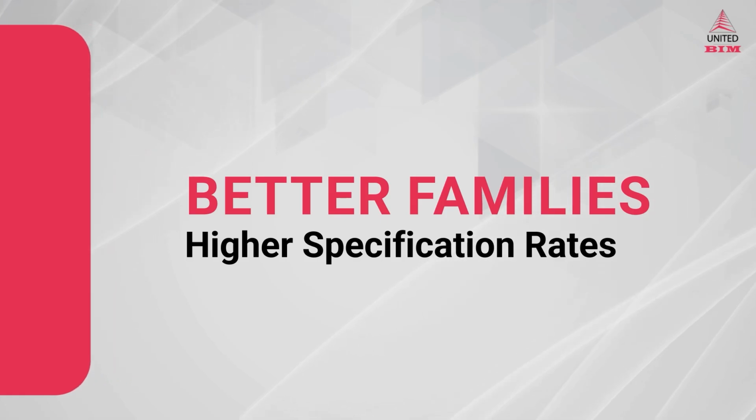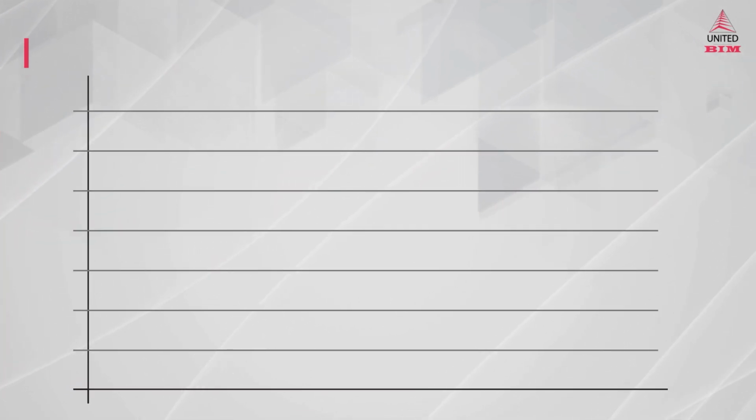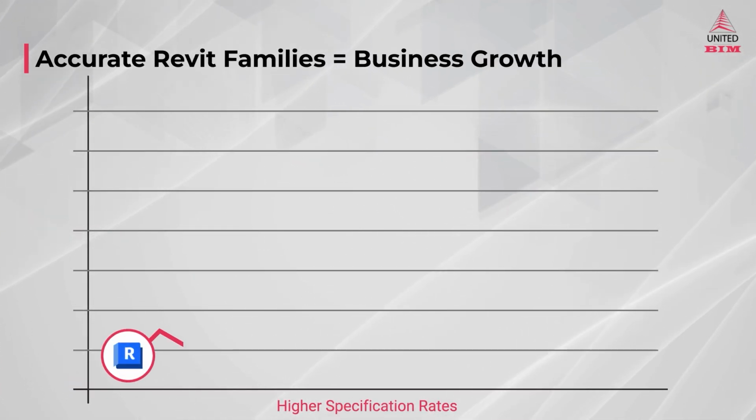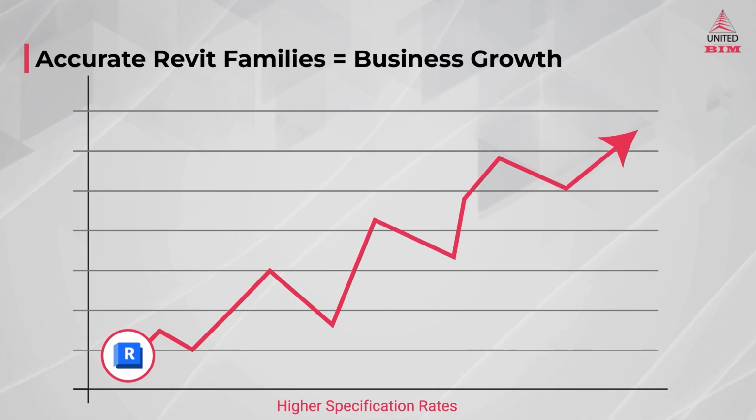This is where the business value comes in. A good Revit family quietly boosts specification rates by influencing product selection early in the design.